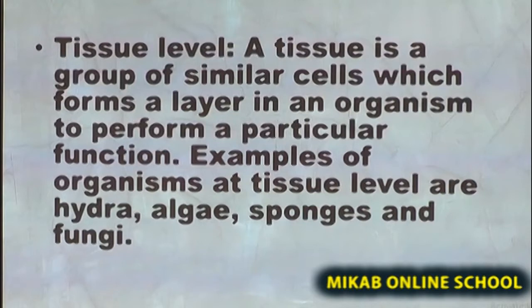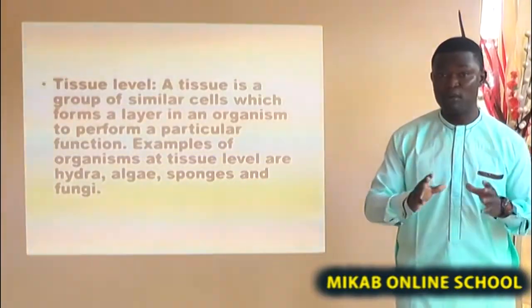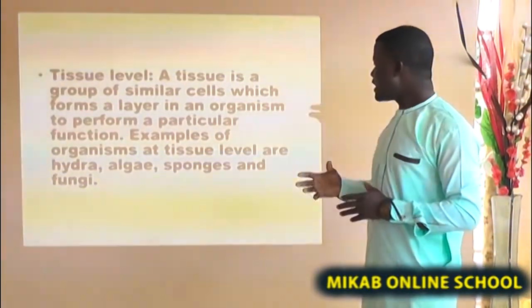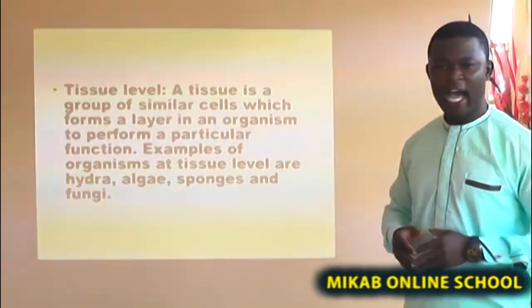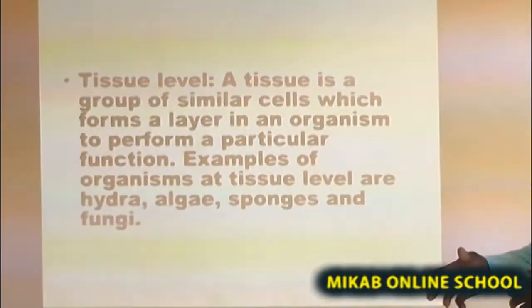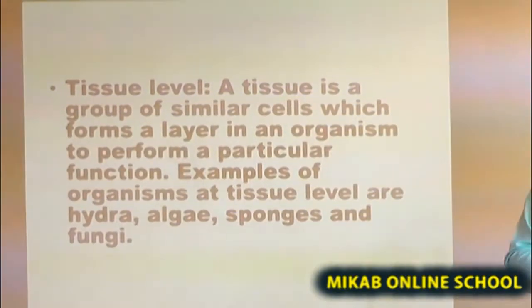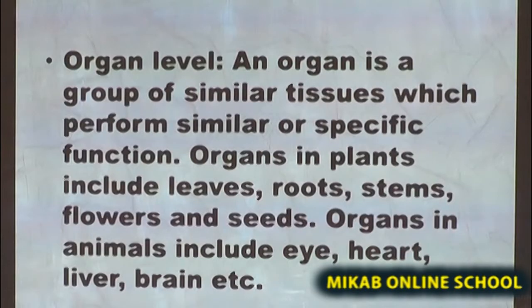Now, let's take a look at the tissue level of organization. A tissue is defined as a group of cells that perform a similar function being aggregated together. Now, when they are found in a multicellular organism, they form a layer, but if they are existing on their own, then they just form an aggregate of cells that perform the same function. Examples of organisms at the tissue level include hydra, algae, the sponges, as well as the fungi. Let's take a look at the organ level.